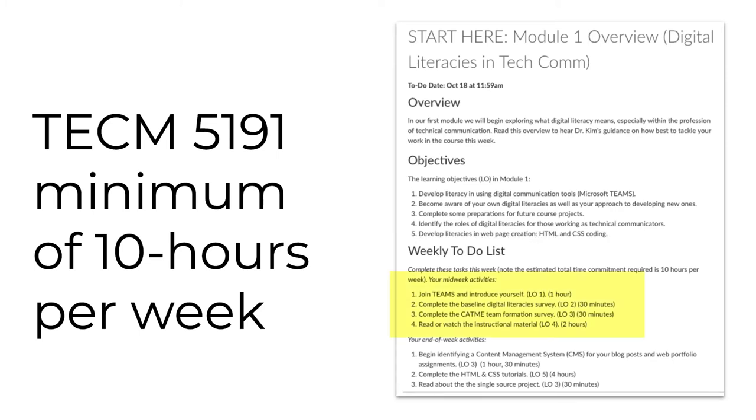The to-dos are divided into midweek. That means Sunday at midnight to Thursday at midnight, and then end of week. So that's the rest of the week from Thursday at midnight to Sunday at midnight. Each to-do is connected to the module's learning objectives and ends with a recommended time allocation for that week.